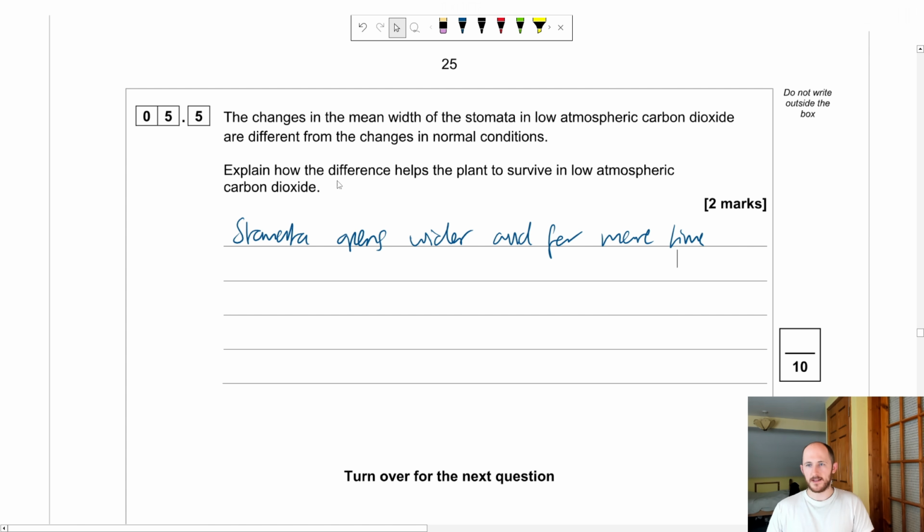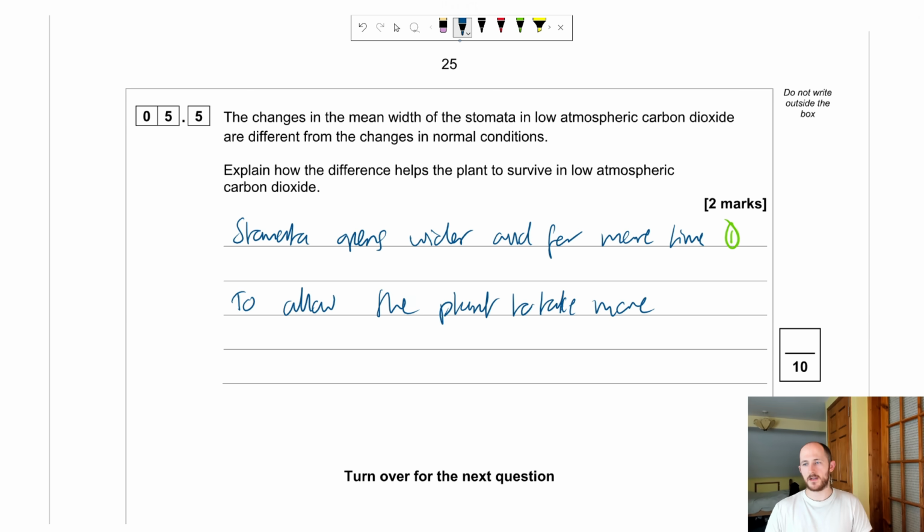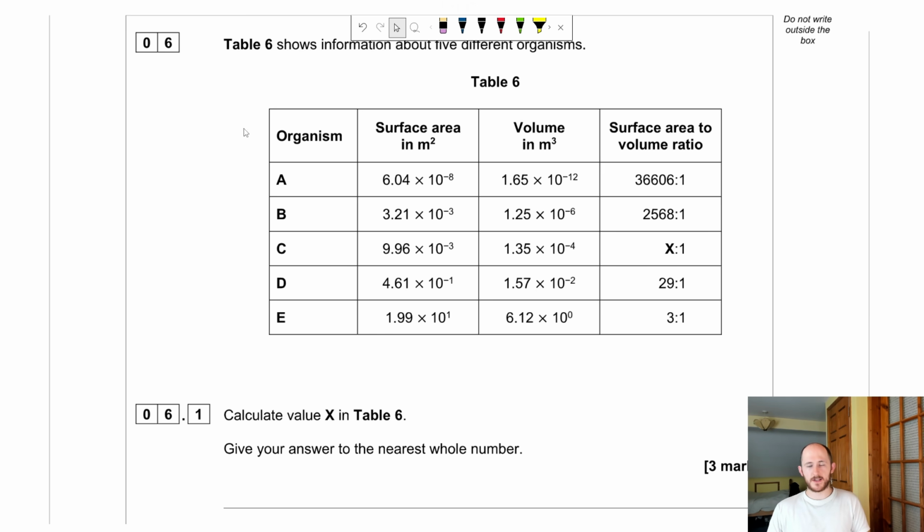So, why? It says explain the difference. We've stated the difference for 1 mark. Now we need to explain said difference. Well, the reason for this is it allows the plant to take more carbon dioxide in for photosynthesis. That's the reason. And again, the exact same reason why we breathe deeper when we need oxygen. Same kind of principle.